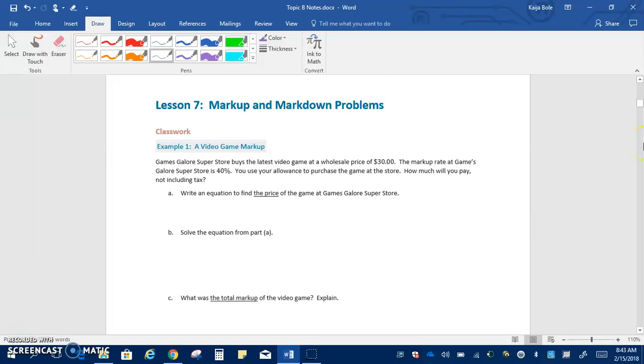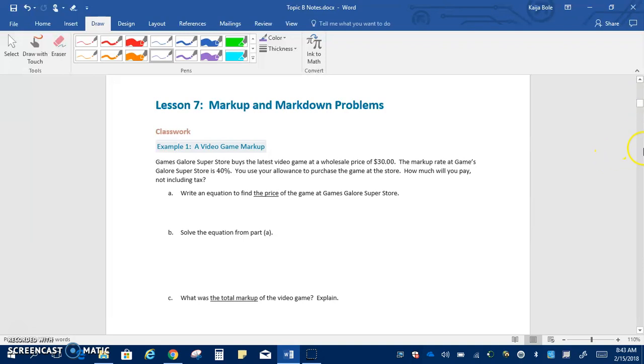Alrighty, here we are on lesson 7, markup and markdown problems. So we're solving using the same setup that we've been using, but now we need to consider with markup and markdown what we are actually paying out of the total 100%.